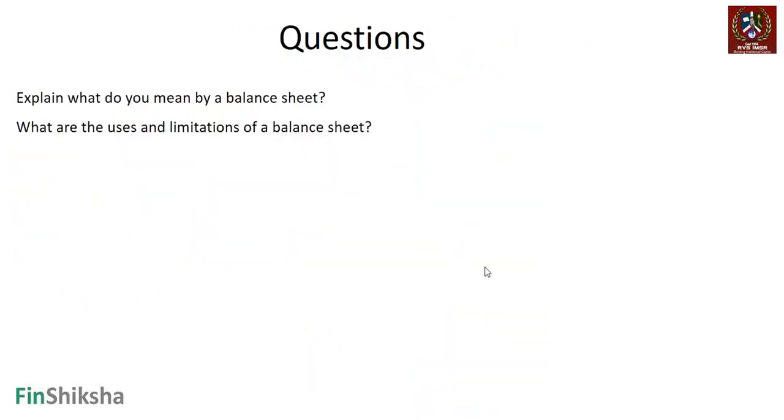Couple of questions as we end this. Explain what we mean by a balance sheet. Let's recap that. And what do you think are the broad uses and limitations of the balance sheet?